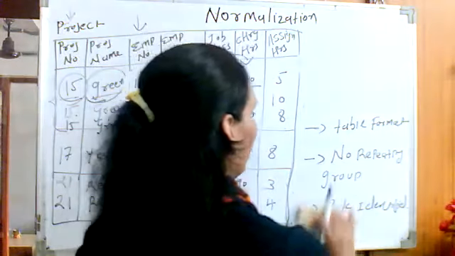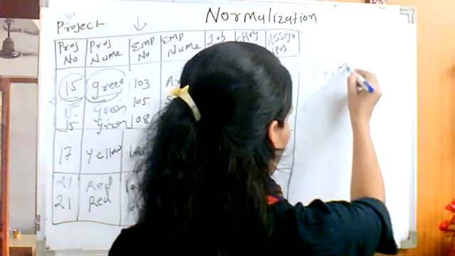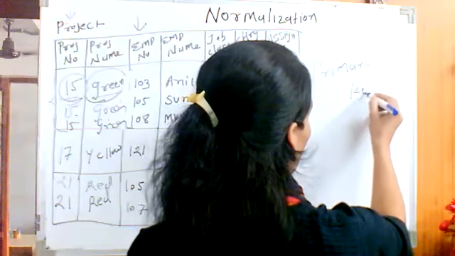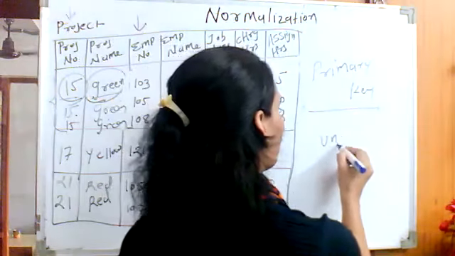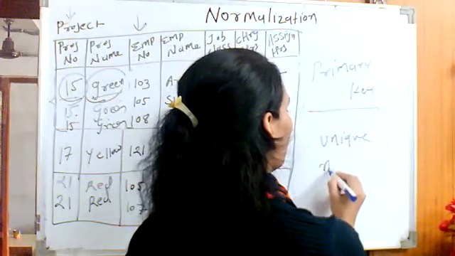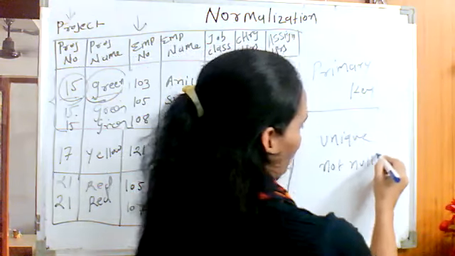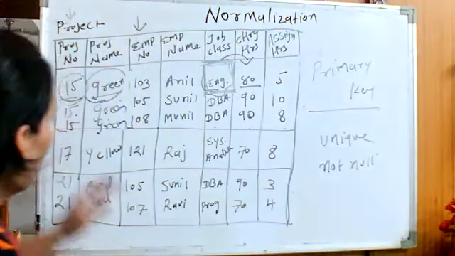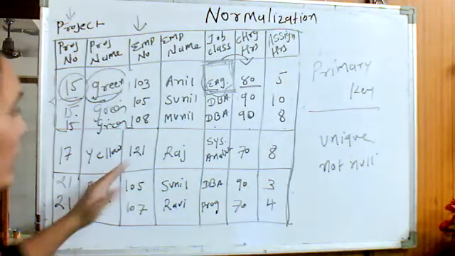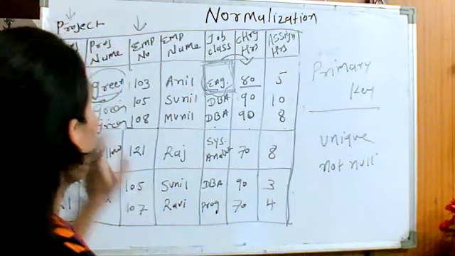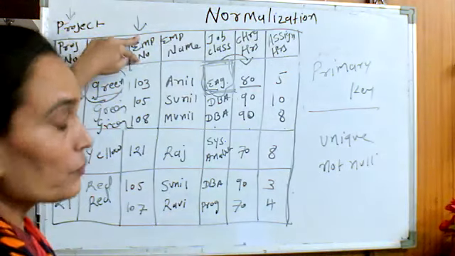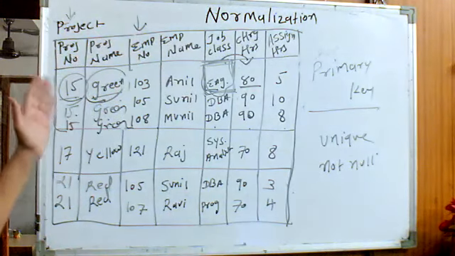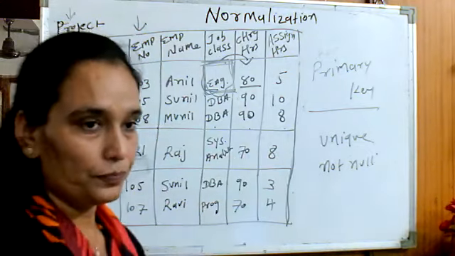We know that, what is primary key? Primary key column must be unique and not null. Okay. So there are repeating values in both columns. So we cannot assign project number as primary key. We cannot assign employee number as primary key. Then how can we assign primary key in this table?